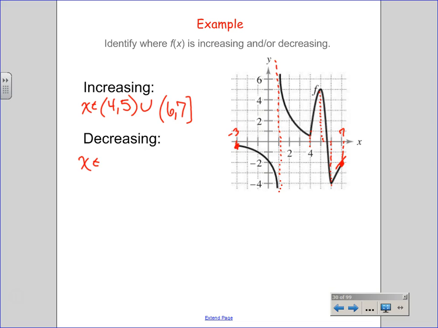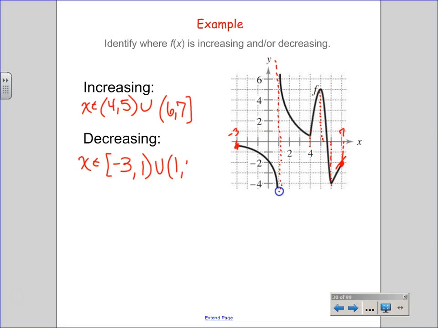Are you all afraid with the negative 3 to open it or close it? Negative 3 to where? To 1. Because from negative 3 to 1, it's decreasing on that branch. I'm going to close it at negative 3.